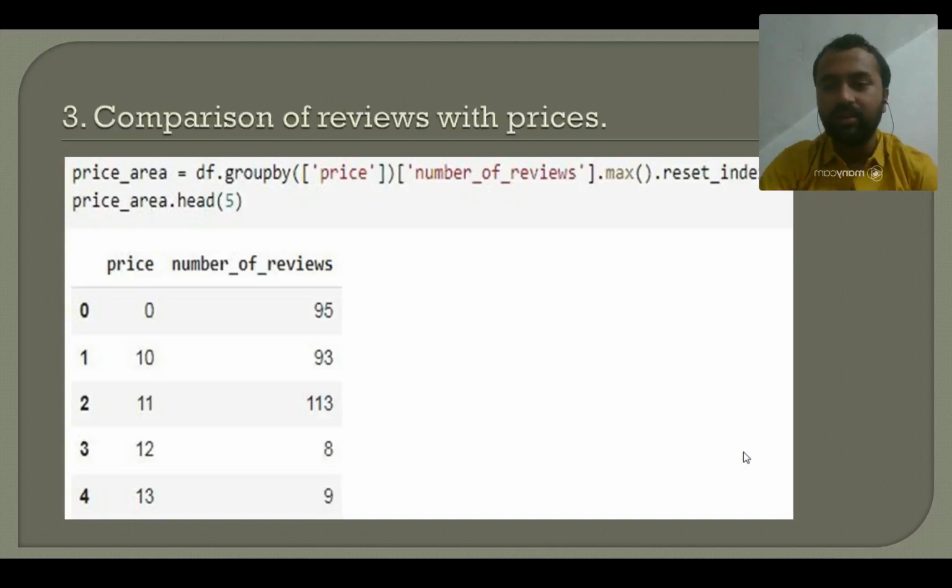Now going to the third objective, the comparison of reviews and prices. I did a small comparison between reviews and prices. Again I did some coding, grouping the price and number of reviews. Here you can see the price is 0, price is 10, 11, 12, 13. A human error is there: 95 reviews are there, but the price is 0. Maybe while cleaning the data, I replaced the NaN values with 0, and that has impacted it here.